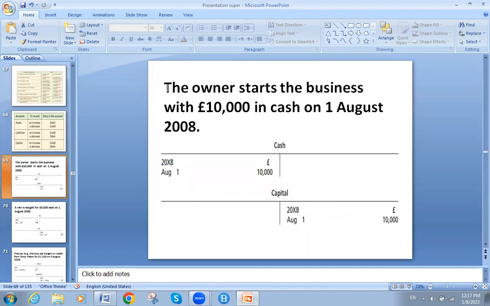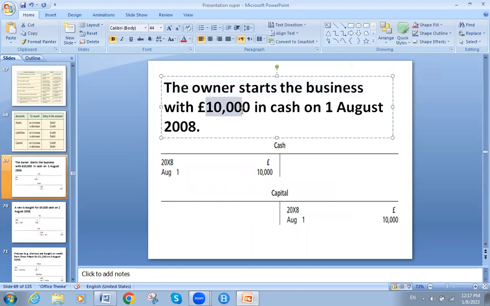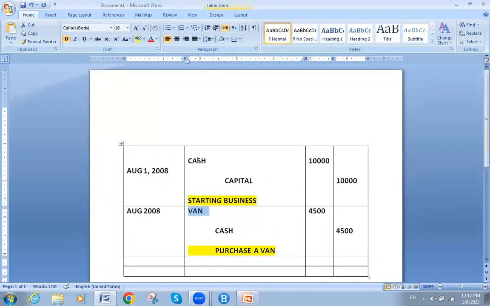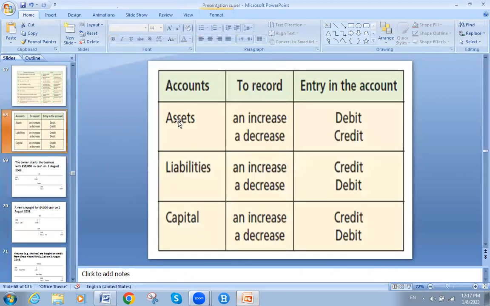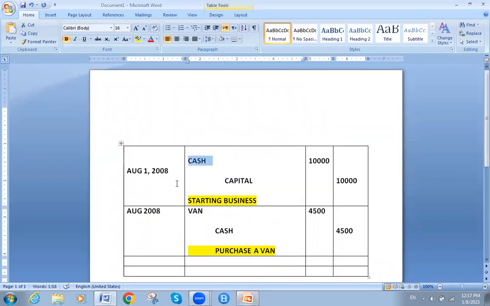The first type is where the owner starts the business with $10,000. Starting a business means that you took cash from the capital and deposited it into the cash. So the cash increases, and cash is an asset. When an asset increases, this is a debit. So we say from cash into capital, and the amount is $10,000. I'll show you how we will do it: just insert a table from here and work it. That was on August 1.